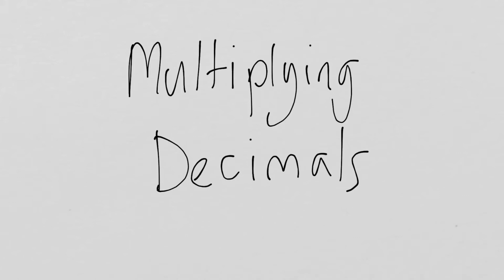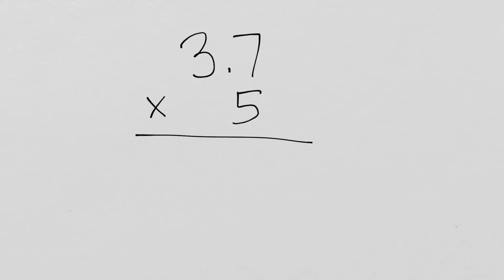One is rounding, so you can kind of figure out where it goes just by rounding the decimals and seeing where it would go. The other is counting the number of digits after the decimal in the question, and then having the same in the answer. That might sound a little confusing, so let's take a look at an example here.